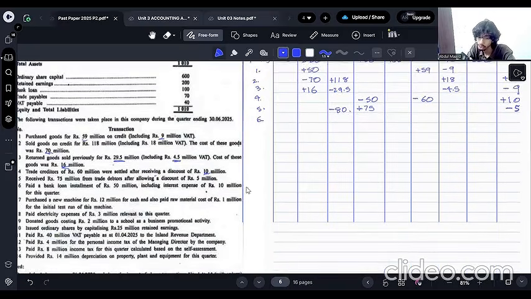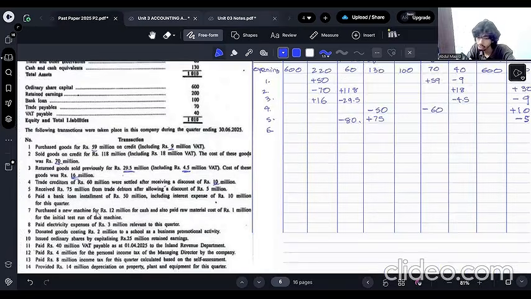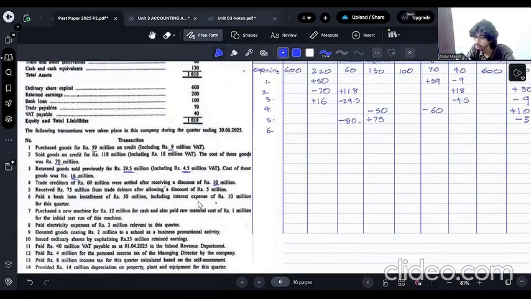Then the sixth one, paid a bank loan installment of 50 million, including an interest expense of 10 million.